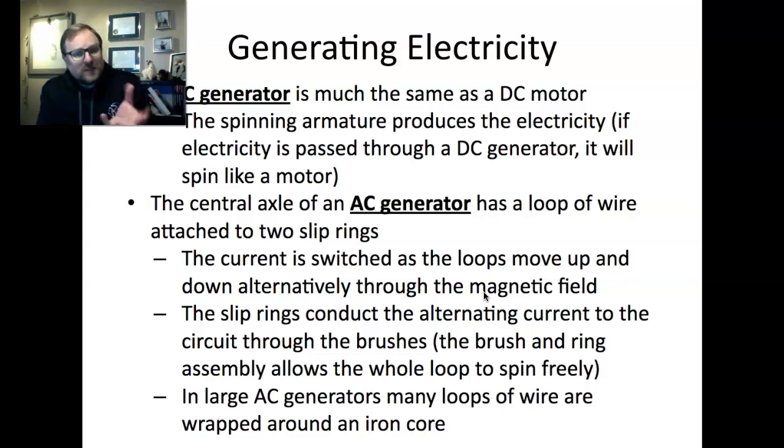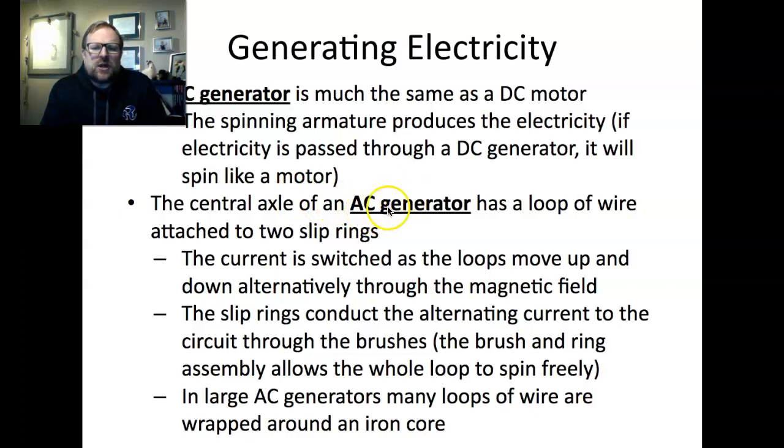Okay, there's two kinds of generators. There's a DC generator and an AC generator, and I don't want you to get too hung up on them other than just know the difference between them. A DC generator is much the same as a DC motor. The spinning armature produces electricity, and if electricity is passed through a DC generator, it will spin like a motor. So basically, it's that armature spinning inside the magnetic field.